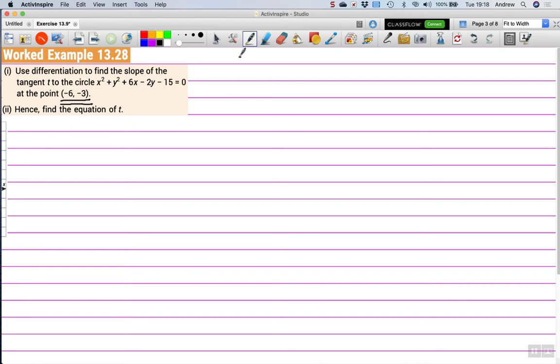So up here, we write down the equation x squared plus y squared plus 6x minus 2y minus 15 is equal to 0. We already know that we're trying to find the slope of the tangent, and we know that slope of tangent means dy/dx. So we have to differentiate each term with respect to x. So when we differentiate x squared, we multiply by the power, and we put the power down 1, so it becomes 2x to the power 1.